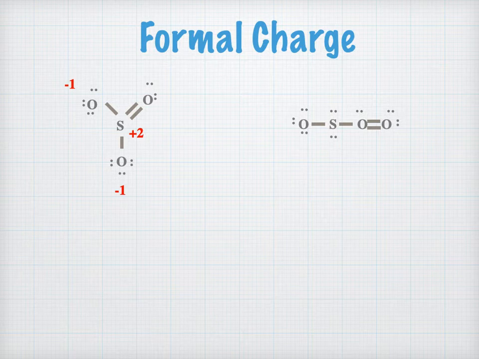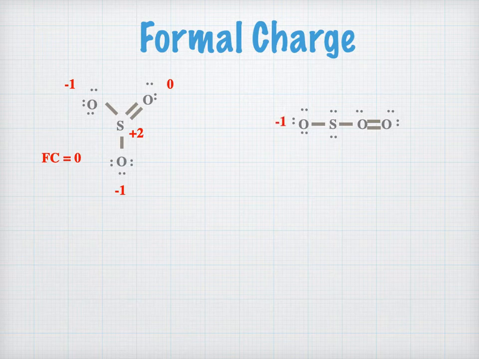And then the oxygen, which has 6 valence electrons, will take 4 away from the unbonded pairs, and then 2 more as it claims 1 electron in each of the bonds, and so you get a formal charge of 0. Formal charge on this molecule then is going to be 0. The +2 is canceled out by the two -1s, and so in that respect, we're in pretty good shape.